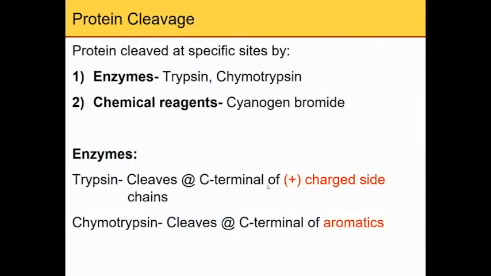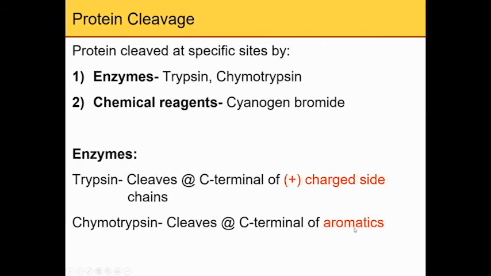So we can use different enzymes and chemical reagents, okay. For example, the enzymes trypsin and chymotrypsin. Trypsin basically will cut at the C terminal of the positively charged amino acids. So for example, it will cut the C terminal of histidine, lysine, and arginine. And chymotrypsin will cleave the C terminal of aromatic amino acids.